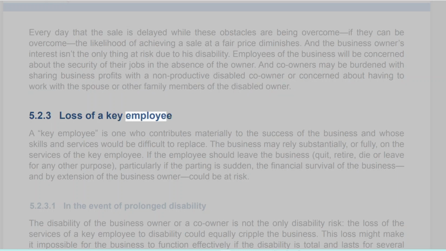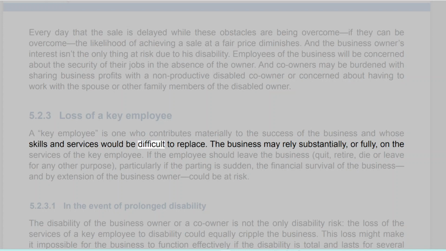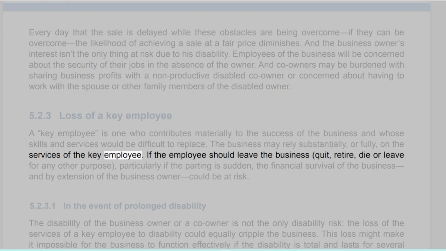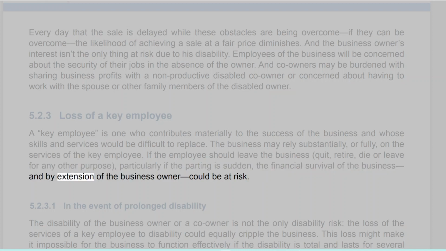5.2.3 Loss of a key employee. A key employee is one who contributes materially to the success of the business and whose skills and services would be difficult to replace. The business may rely substantially or fully on the services of the key employee. If the employee should leave the business, quit, retire, die, or leave for any other purpose, particularly if the parting is sudden, the financial survival of the business, and by extension of the business owner, could be at risk.